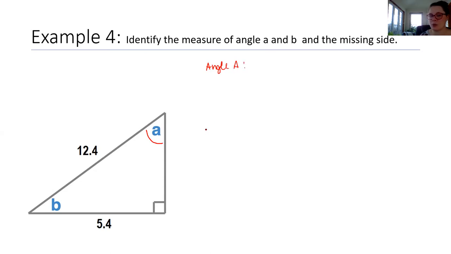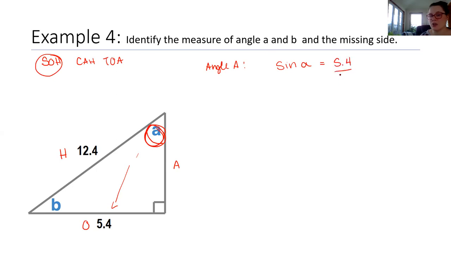Okay, we're going to ignore B for the moment. Angle A is what I'm focusing on, so this is my focus. 12.4 is my hypotenuse. 5.4 is opposite A. So that's my opposite side, and my adjacent side is the missing side. All right, so if I want to find angle A, which ratio would I use? Which ratio uses O and H? Well, you don't have to go very far. SOH CAH TOA. To find A, we're going to use sine. So the sine of A is going to be equal to, the opposite side goes on top, 5.4 over 12.4.